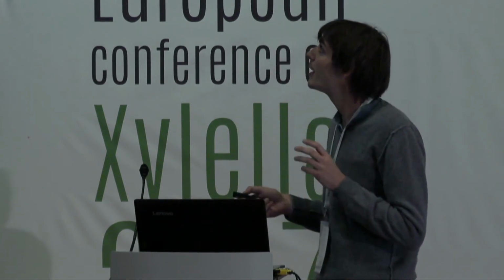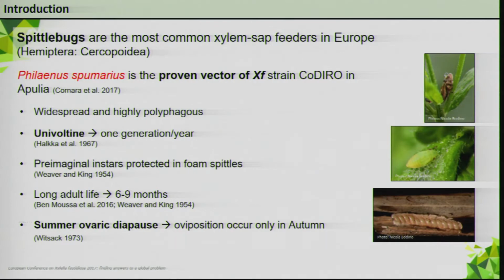So Xylella is a xylem-limited bacterium, and therefore spittlebugs, which are the most common xylem sap-feeders in Europe, are the natural candidate vectors. In particular, Philaenus spumarius is the only proven vector of Xylella, strain CoDiRO, in Apulia.